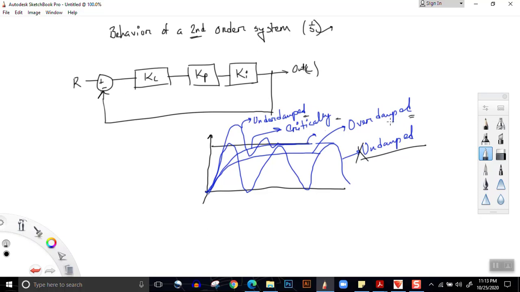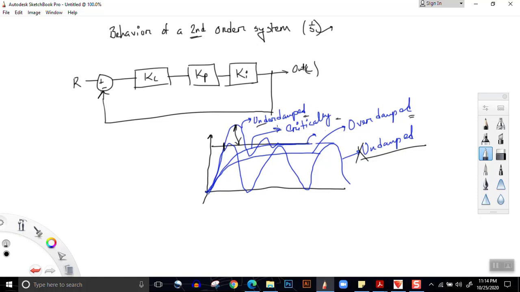So what are the benefits? Before we look at where we want which system, let us look at the benefits first. The benefit of the underdamped system is that it is very quick. You can see the time constant of the underdamped system is very low. It reaches the peak very fast. So the advantage of the underdamped system is that it is very quick, but the disadvantage is that it gives an overshoot. That is, before reaching the steady state, it will show a jerking motion.